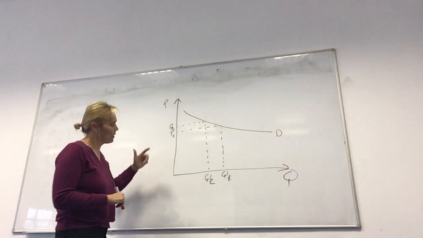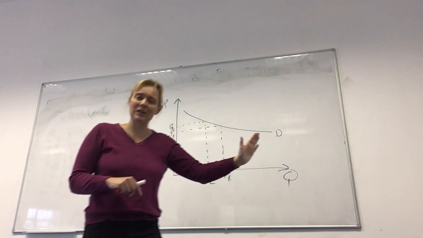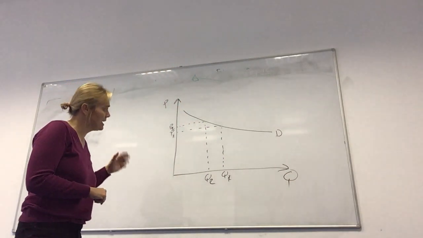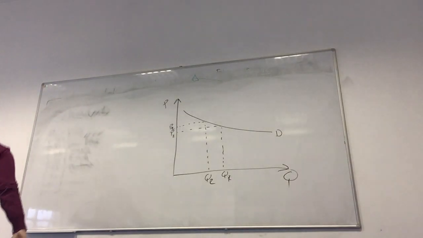And the same would be true if the price went the other way. If the price goes down, then quantity demanded increases by a relatively greater amount. And that is a relatively elastic price, quantity demanded.